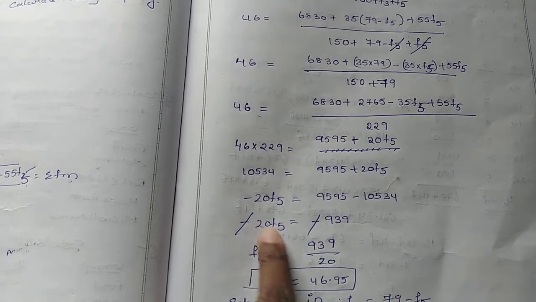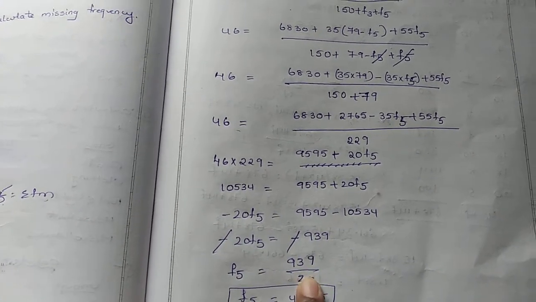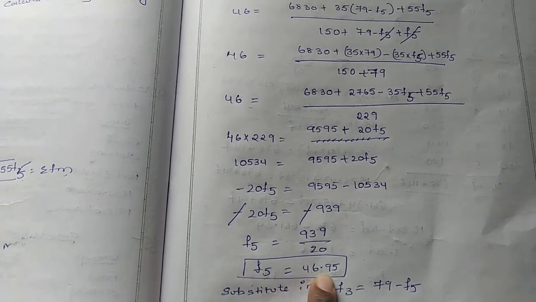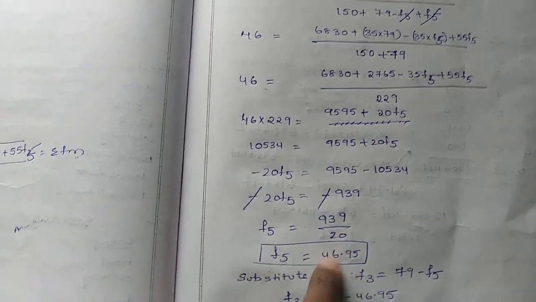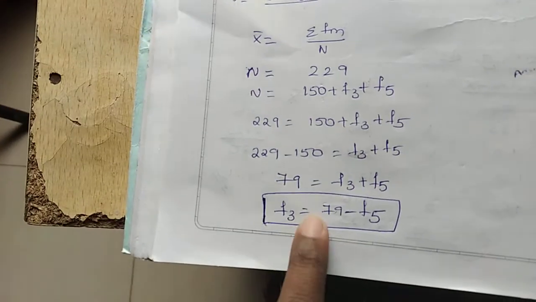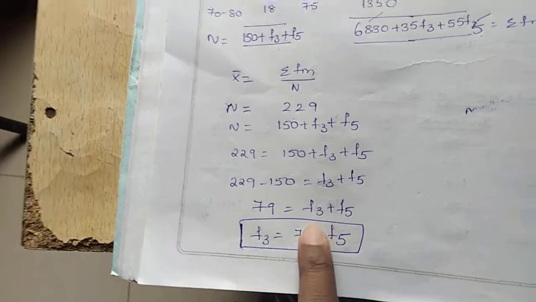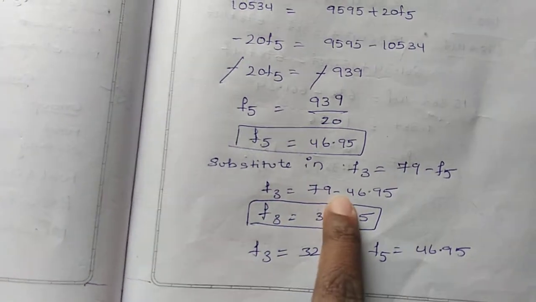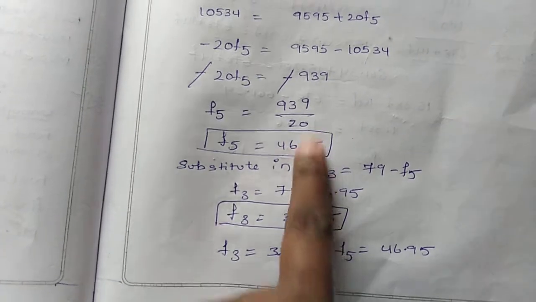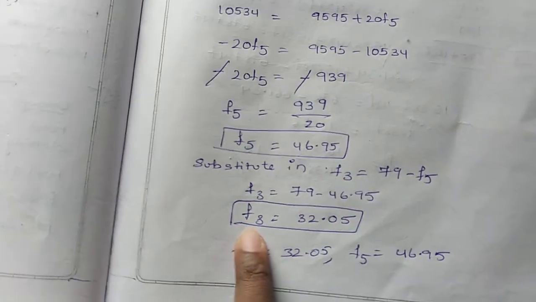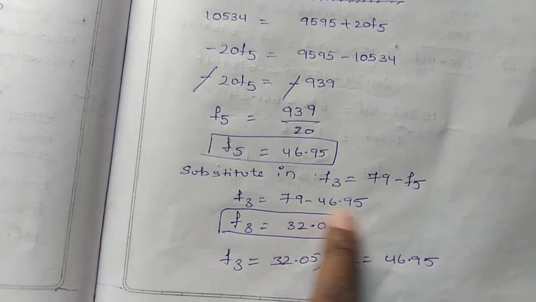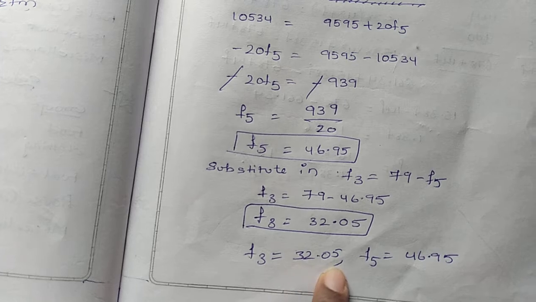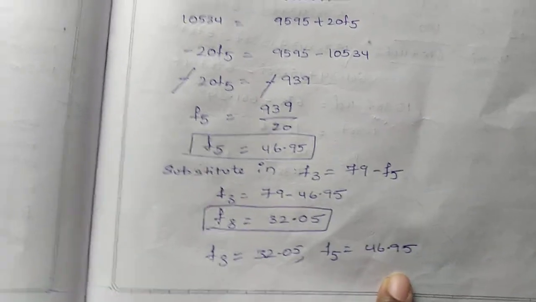Here multiplication is there, so bringing this side it becomes dividing. 939 divided by 20. So how much did we get for F5 here? 46.95. Now this F5 we have to substitute here. That's what I have done here. So F3 is equal to 79 minus F5, how much did we get here? 46.95. So F3 is equal to how much after subtracting it? 32.05. So F3 is equal to 32.05 and F5 is 46.95.